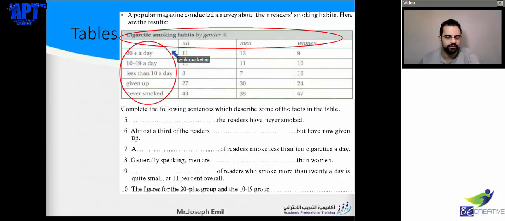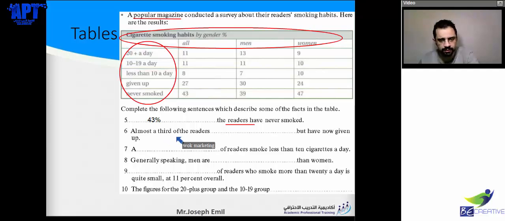Let's go over this slowly and complete the following sentences which describe some of the facts here in the table. Something of the readers have never smoked. Now first, please take note of the readers. Okay, this is a popular magazine, so this is why they're saying readers here. So a percentage of the readers, not the men or the women, but the readers overall, never smoked. So this is the correct number, 43%. Remember to write the percentage.